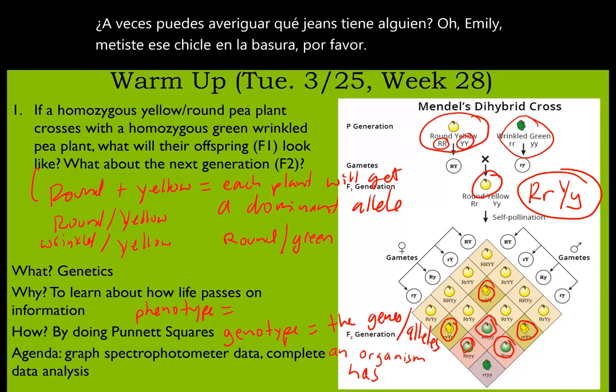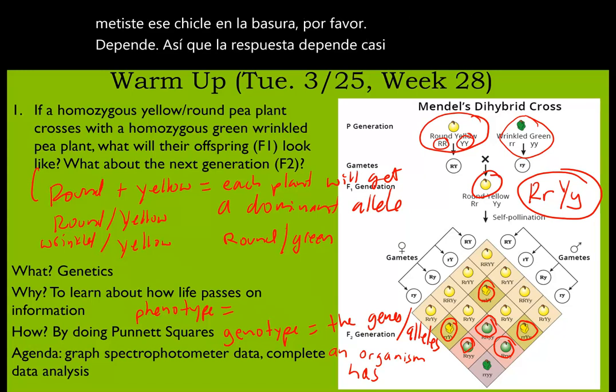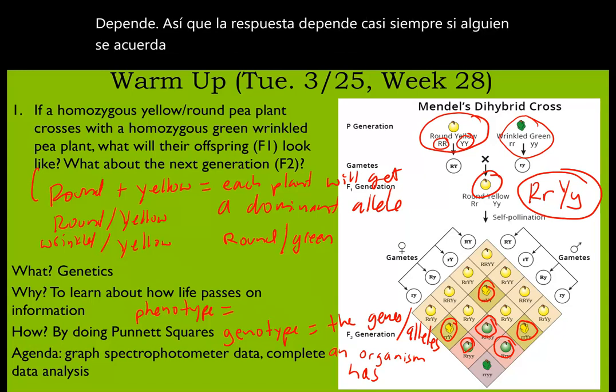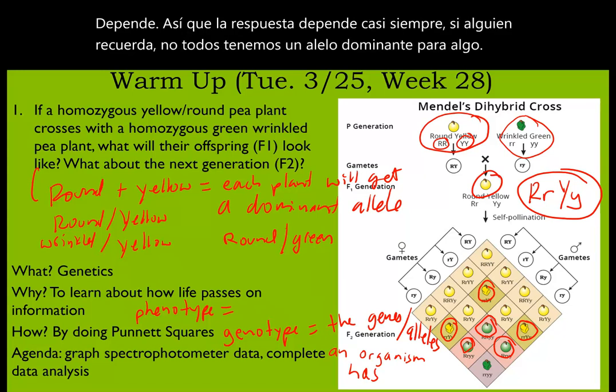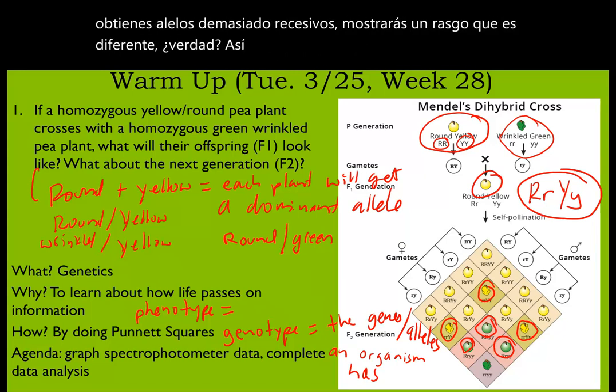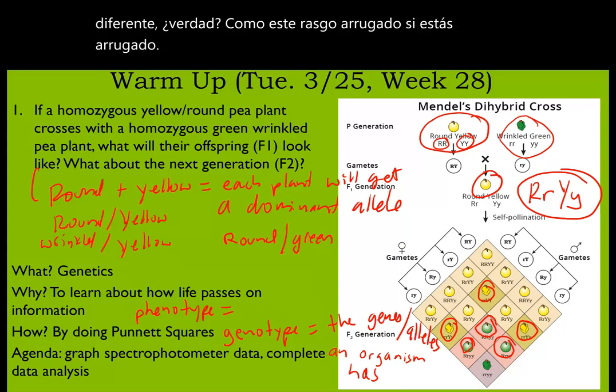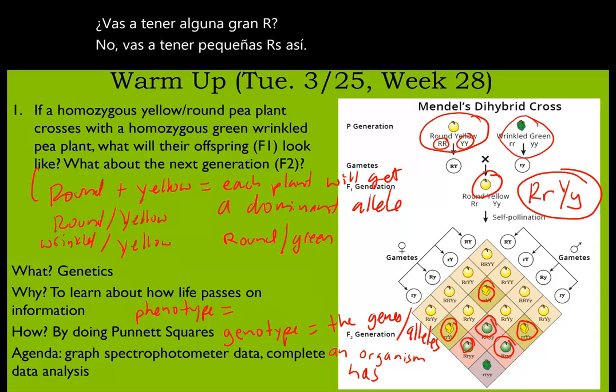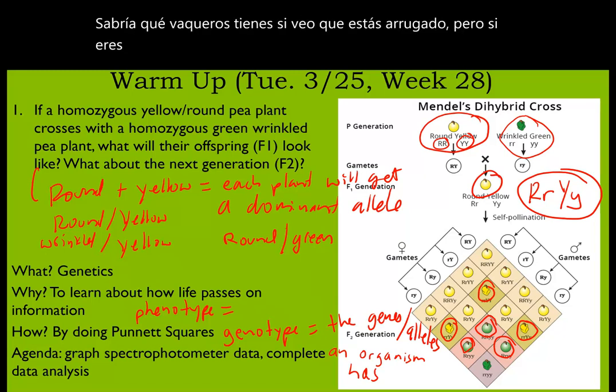It depends, yeah. So the answer is, it depends almost always. Remember, we don't all get a dominant allele for something. If you get 2 recessive alleles, you'll show a trait that's different, right? Like this wrinkled trait. If you're wrinkled, are you going to have any big R's? No, you're going to have little r's. So I would know what genes you have if I see that you're wrinkled. But if you're round, do I know what you could be if you're round?